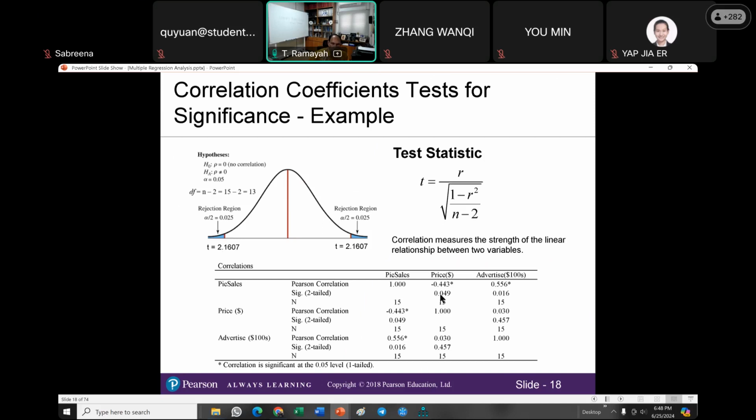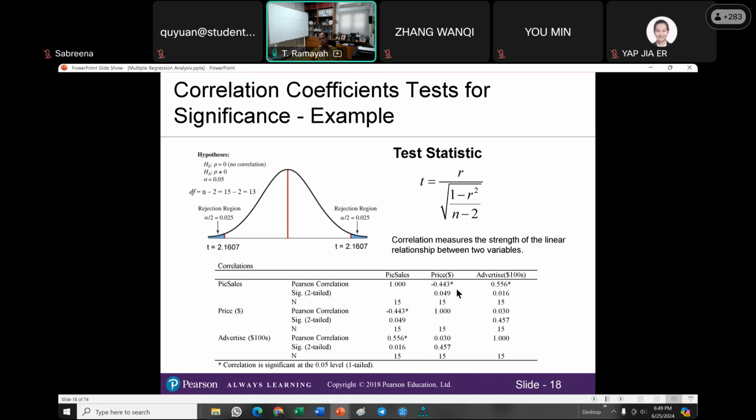But when you run them in regression, the table will be given like this. The correlation between pie sales and price is negative 0.443, and there's a 1 star here, right? 1 star means it is significant at a 5% level. 2 star means it's significant at the 1% level. So that's how the 1 star, 2 star indicates. 2 star means it's a stronger correlation. A stronger correlation.